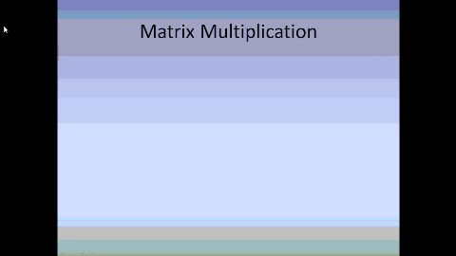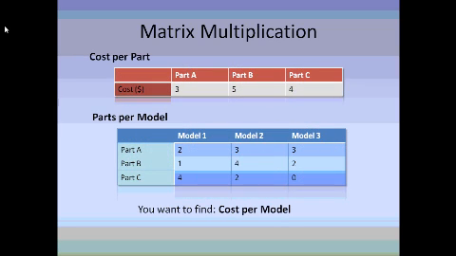Matrix multiplication. Let's take a look at the information given to you by your boss. Here is the cost per part matrix and the parts per model matrix. Your boss told you to find the cost of each model, which would be the cost per model matrix. This can be found through matrix multiplication. To understand how matrix multiplication works, let's find the price for model 1.